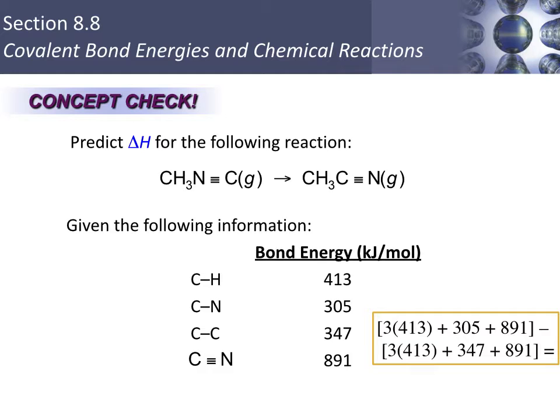The way that you would calculate this is you would take the 3 carbon to hydrogen bonds and add that to the carbon to nitrogen bond and the carbon to nitrogen triple bond. You would subtract from that 3 more carbon to hydrogen bonds, a carbon to carbon bond, and a carbon to nitrogen triple bond, and you would get an overall change in enthalpy. And that will sum up section 8.